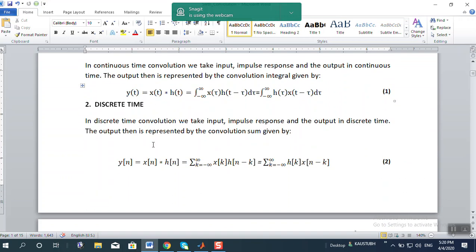So in discrete time, the similar formulation is y of n equals x of n convolution h of n, which is the summation over k from minus infinity to infinity of x of k into h of n minus k. And since convolution is commutative, h of k into x of n minus k is also the same. One thing to be noted is that the range of values of discrete k should be the same as that of n.